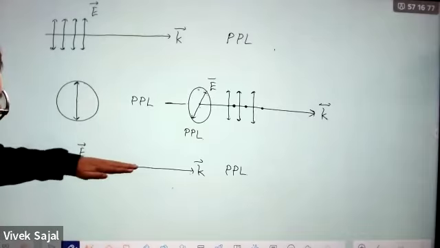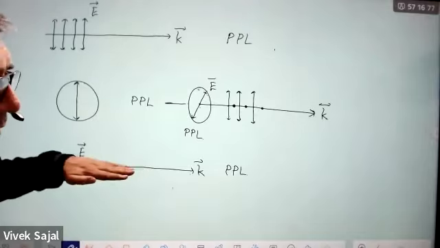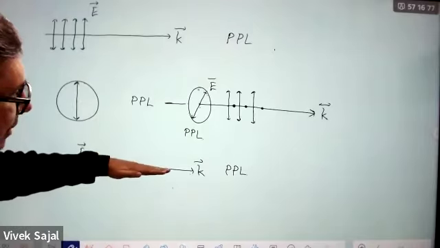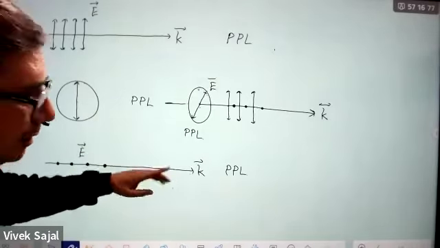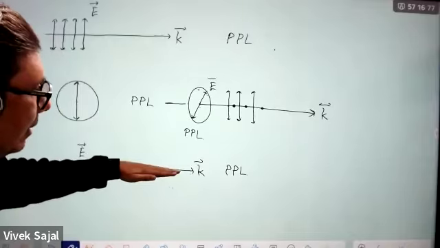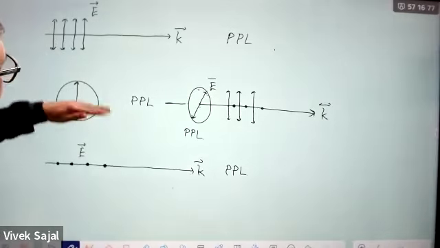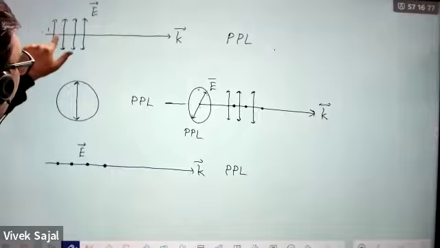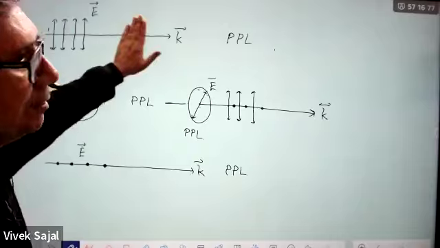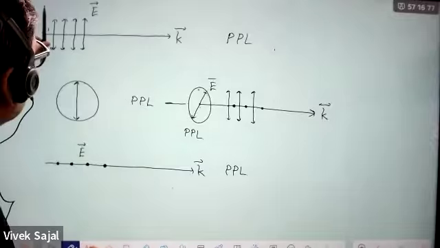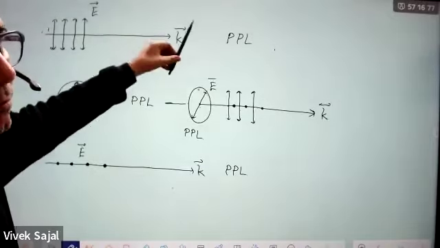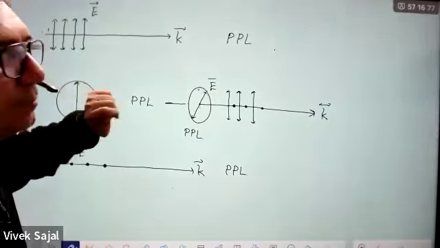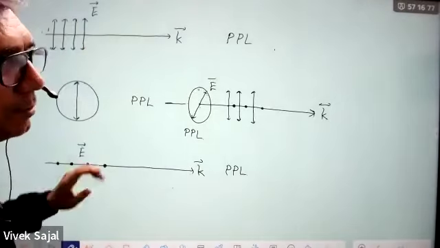Electric vectors are like this, meaning they are confined in a plane that is passing through this line and perpendicular to the board. Here, all the electric vectors are confined in a plane that is passing through this line and parallel to the board, lying in the plane of the board. And this plane of the board is also passing through this line. So this is a plane polarized light.